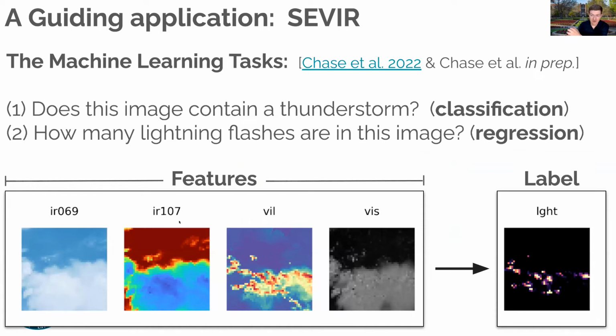So to set up the actual machine learning task that I trained the deep learning networks on, we're following suit from a paper I wrote this summer, well, submitted earlier this year, that looked at the traditional machine learning tasks. And in that paper, we asked the question of, does this image contain a thunderstorm?